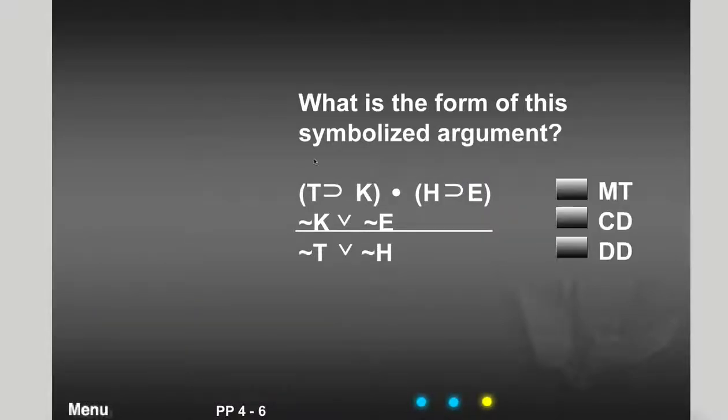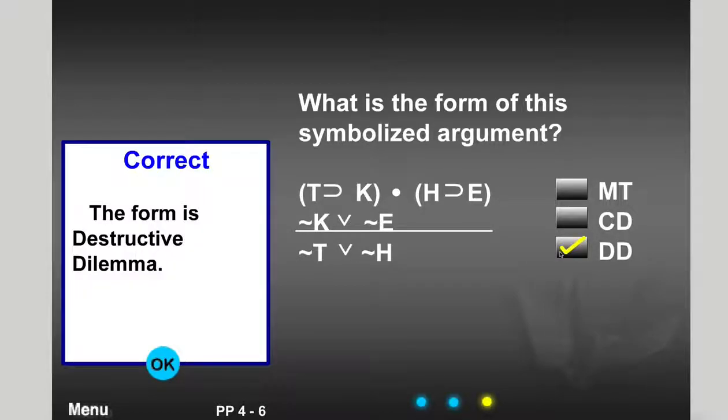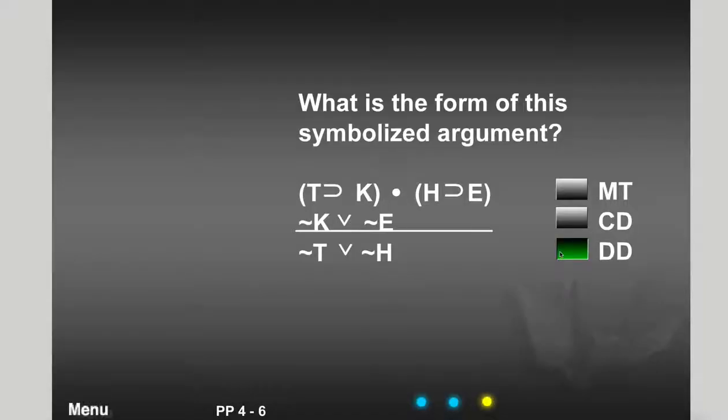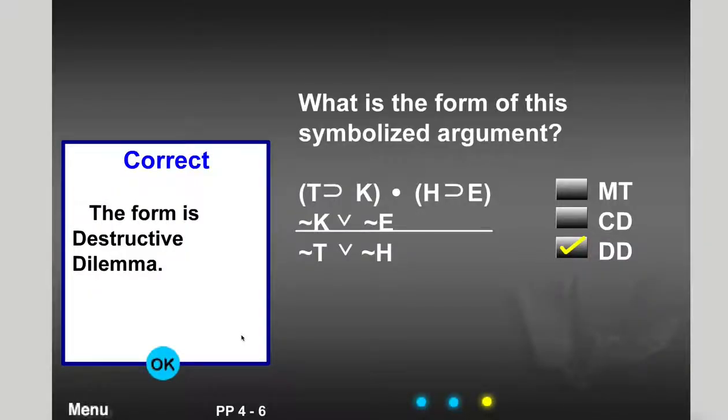Now we're going to get the destructive dilemma, just by process of elimination. We've only been learning three here. If T then K, and if H then E, not K or not E, gives us the conclusion, not T or not H. Destructive dilemma. They call it destructive because we're negating.